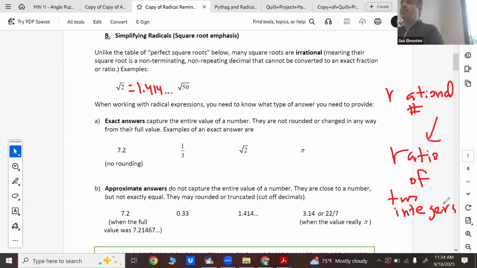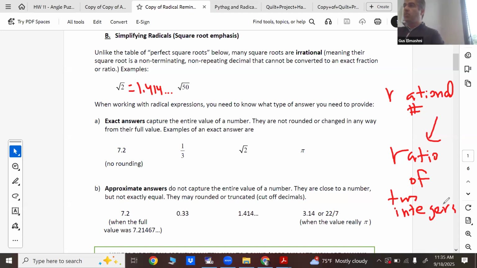So for example, 0.5. What 2 integers can I divide to get 0.5? Or what fraction can I make with that 0.5? 1/2. Yeah, 1 over 2. 1 and 2 are both integers, right? Remember, integers are whole numbers, but you can include negatives as well. What about 0.3 repeating? What's that as a fraction? That's a rational number. But some numbers are not.